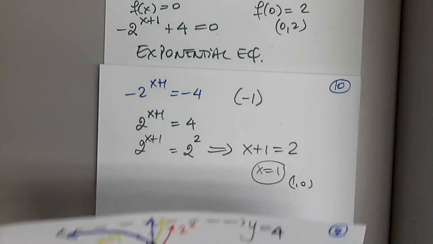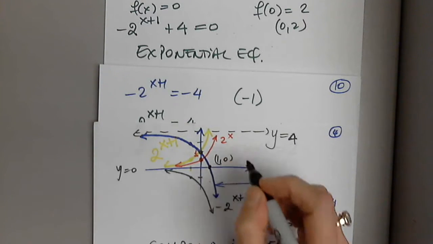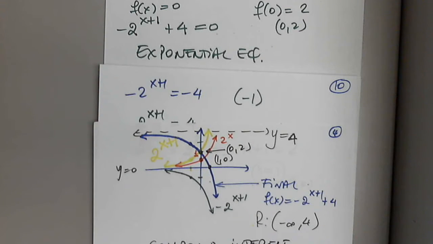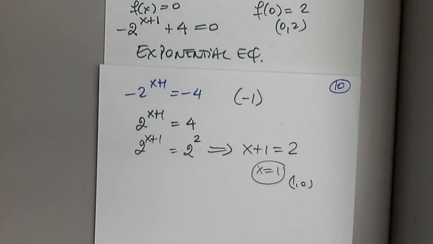And my graph is not perfect, of course. I'm going to say, okay, this is (1, 0), and this is (0, 2). So this was our first exponential equation.